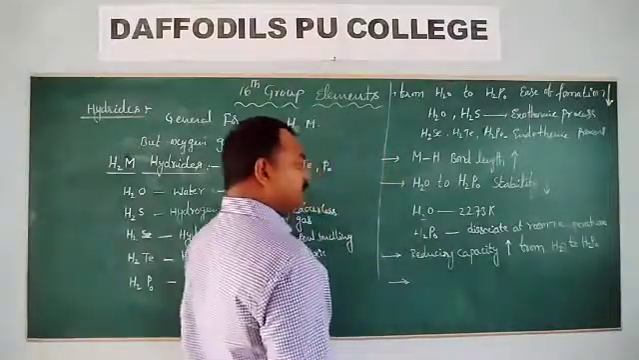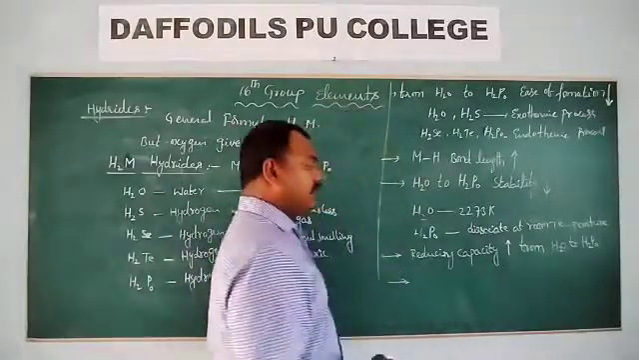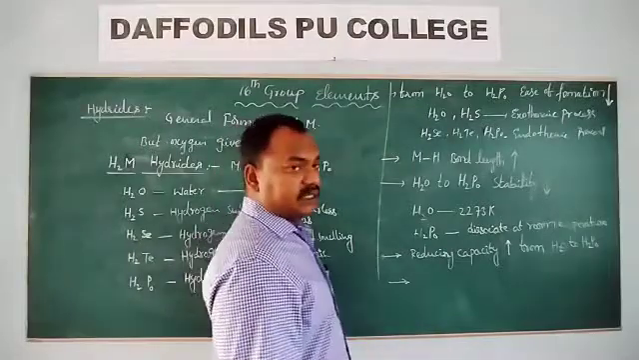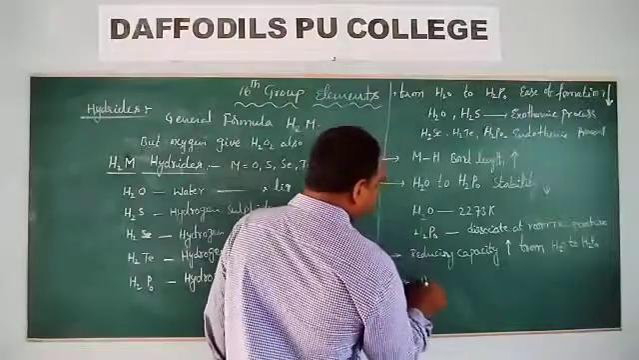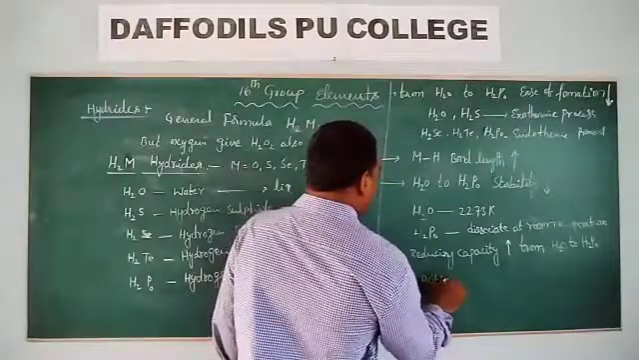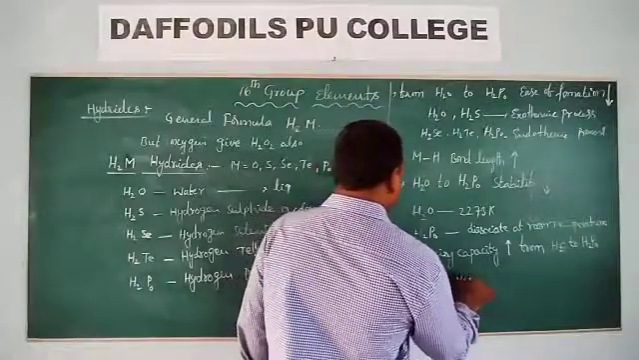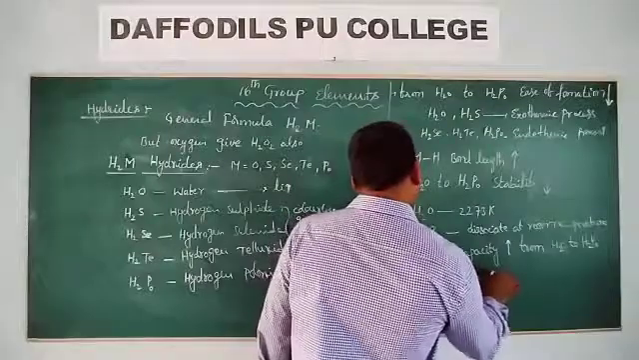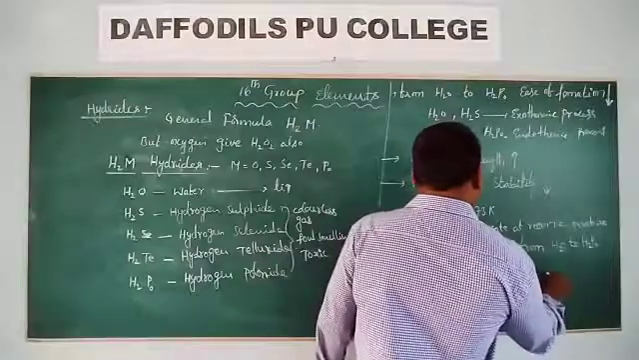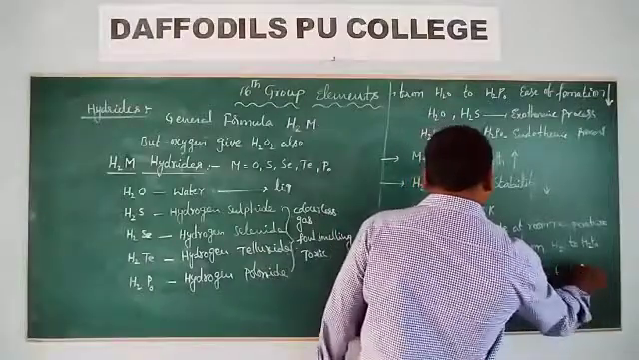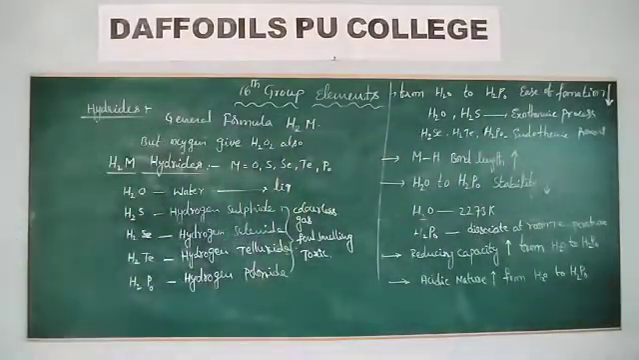These substances also release H plus. All the hydrides release H plus also. And the thing which releases H plus is known as an acid. And this acidic nature increases from top to bottom. Acidic nature increases from H2O to H2Po.